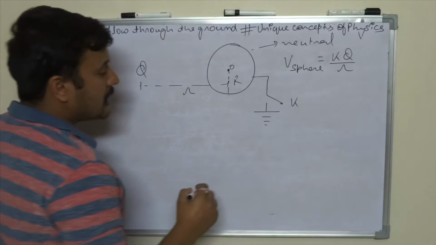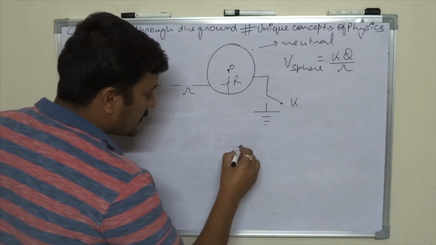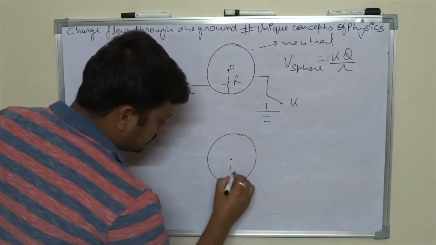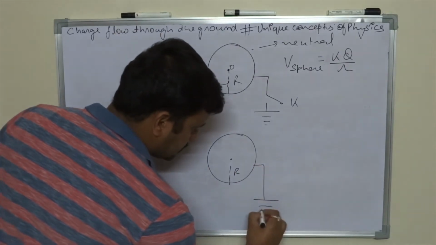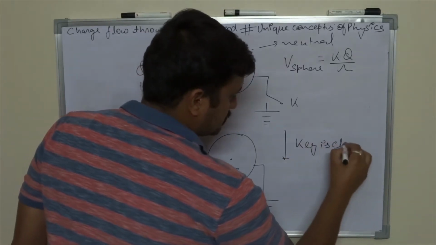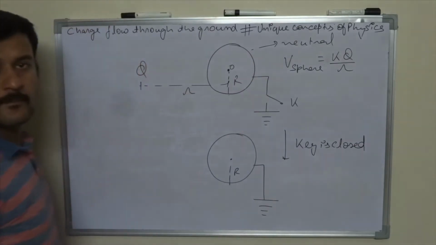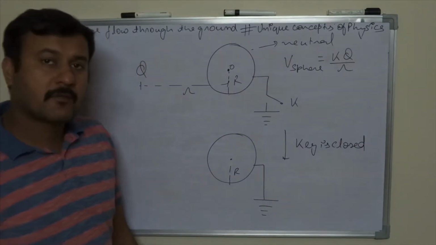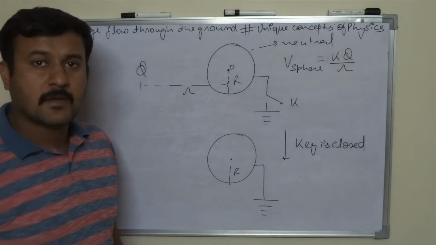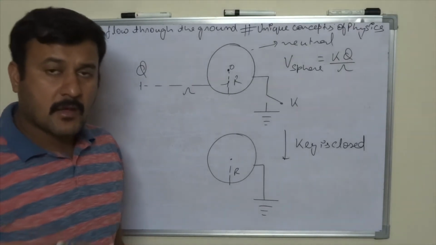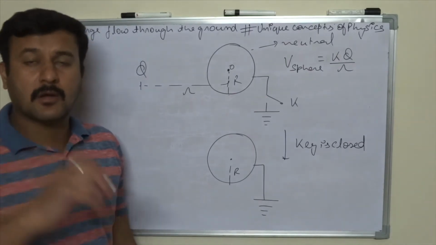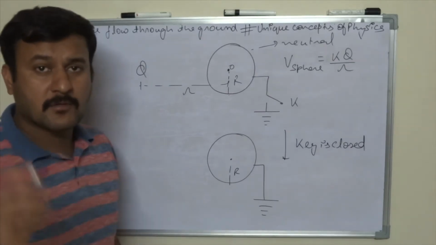Now I am closing this key. Now, after closing the key, we have connected this conductor to ground, and we all know that the potential of ground is 0. And if we connect any conductor with the ground, then a charge will flow either from conductor to ground or from ground to conductor till the potential of the conductor becomes 0.